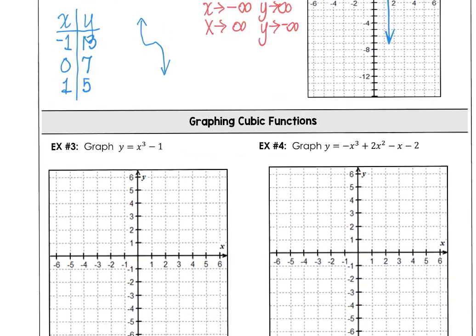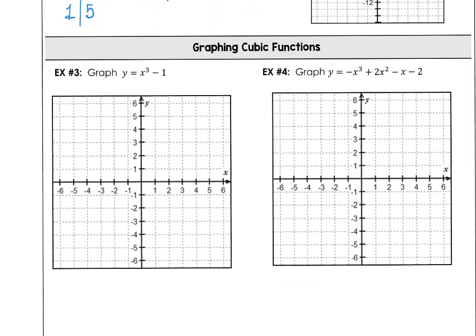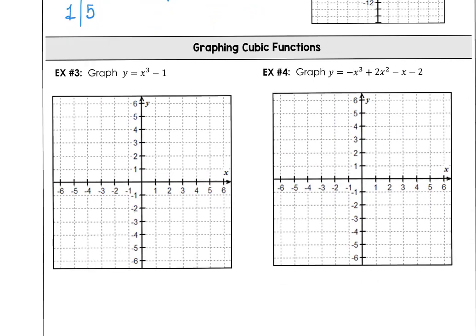Let's try a few more, graphing y = x cubed minus 1. So if we know that x cubed minus 1 is just the parent graph shifted down 1 unit, we know the a value is 1, and the cubic graph is going to start low and it's going to end high.